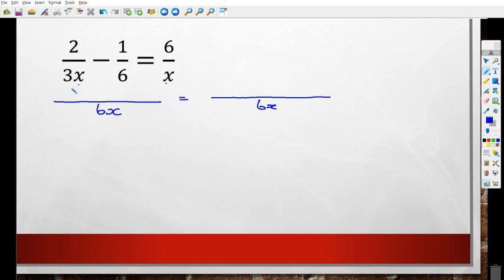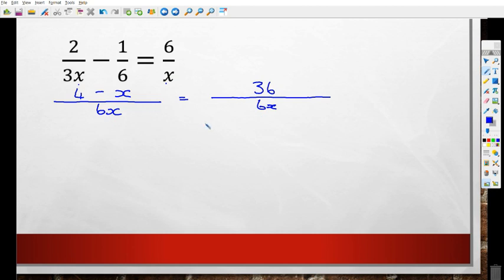Alright. Then, what do I do to 3x to get to 6x? Multiplied by 2. What's 2 times 2? 4. Fantastic. Minus, what do I do to 6 to get to 6x? I multiplied by x. Right? What's 1 times x? X. Over here, I've got, what do I do to x to get to 6x? I multiplied by 6. Right? 6 times 6? 36. Right, fantastic things.